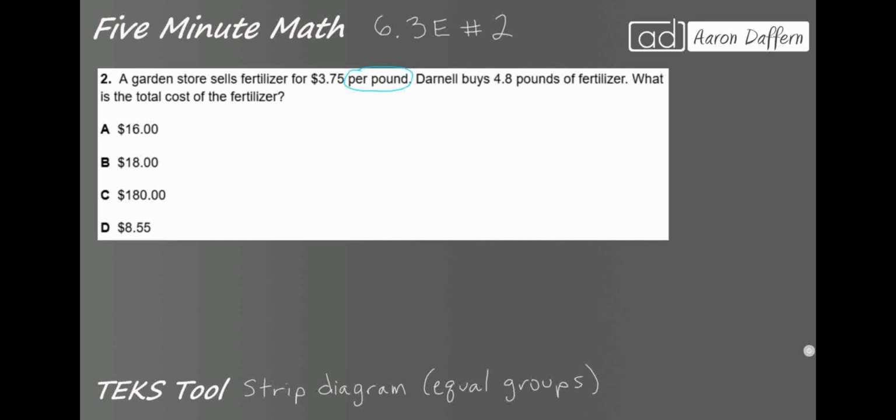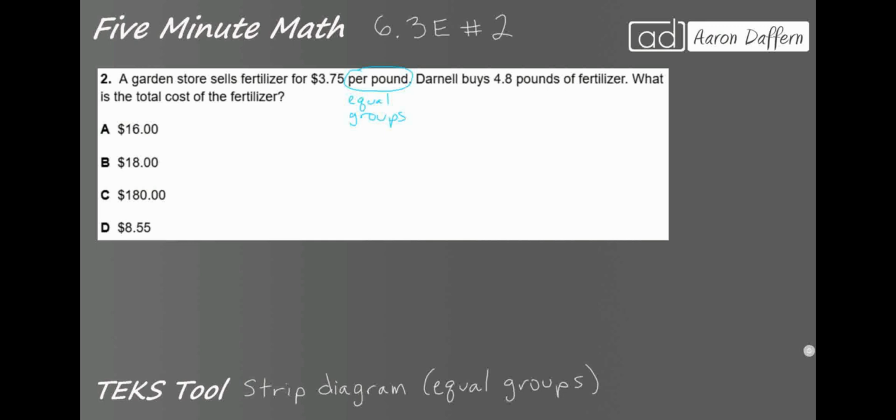Okay, so when we see a per pound, that means we're dealing with a rate. In this case, it's $3.75 for every single pound. But this is our clue that we're dealing with an equal groups problem. And if we have an equal groups problem, that means we're going to need three things. We're going to need the number of groups, the number in each group, and the total. They're going to give you two. They're going to want you to find the third.